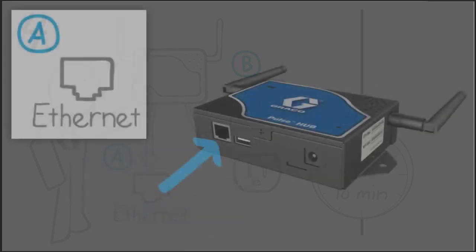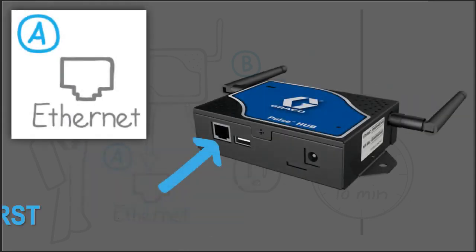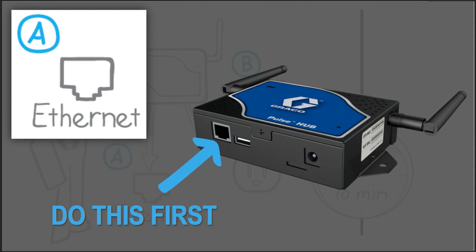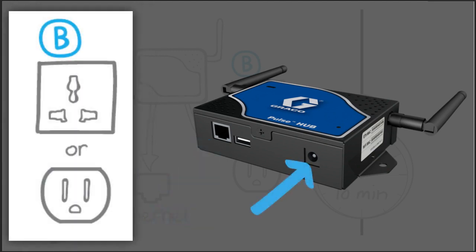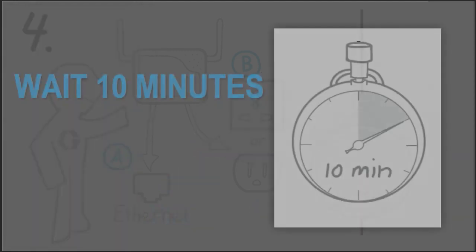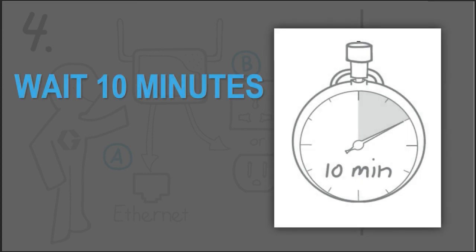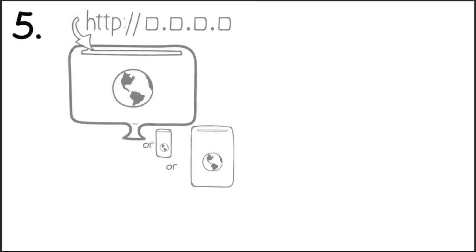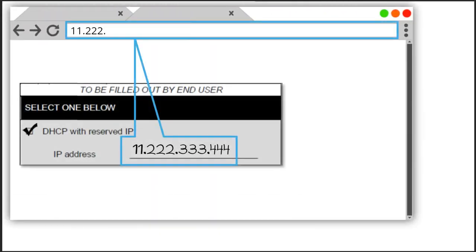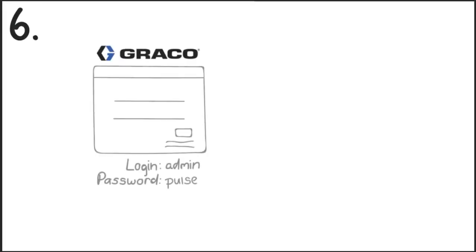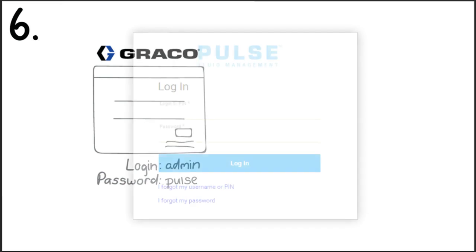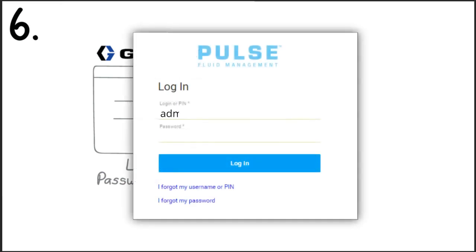Plug in the Ethernet cable. Make sure you do this before you plug in the power cord. Then plug in the power cord. Wait 10 minutes for the Pulse application to load. Open a web browser on the customer's computer or device and type in the reserved IP address from the Pulse Hub Network Setup form. You can now log into the Pulse software using the login admin and the password Pulse, all lowercase letters. That's it. The Pulse network is set up.